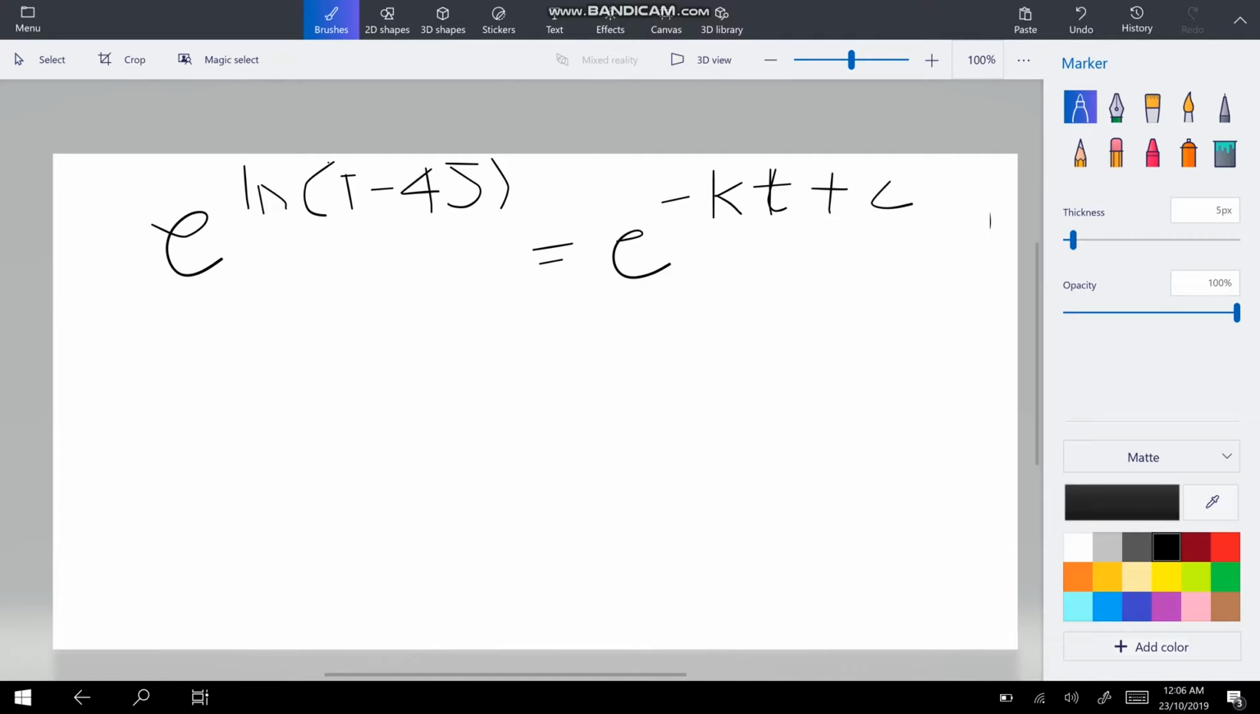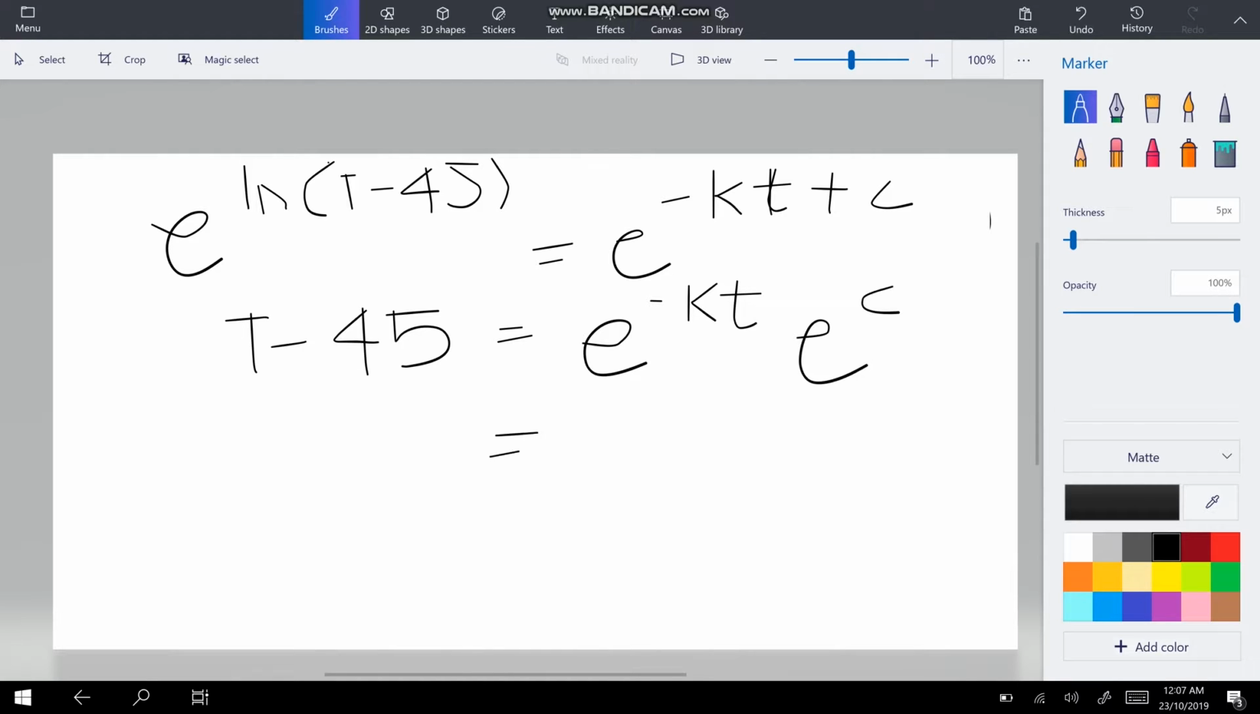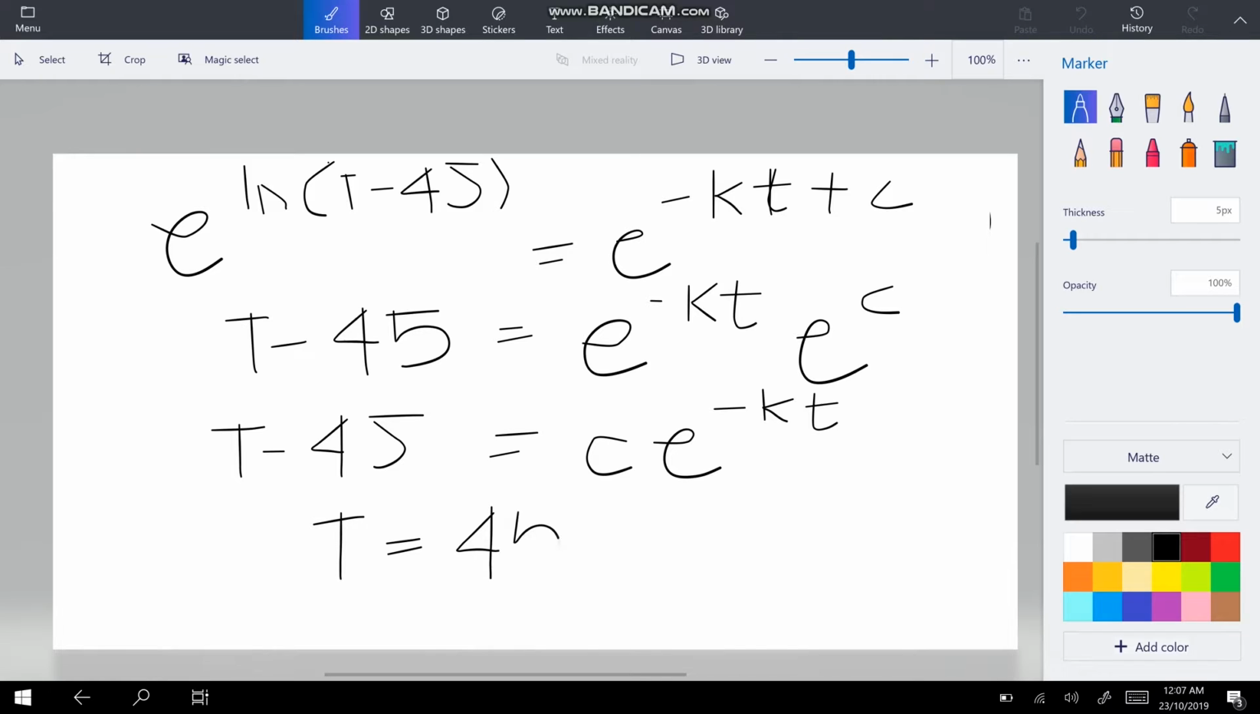plus c. And now to get rid of the natural log, we exponentiate both sides. So we have e to the ln of capital T minus 45 equals e to the minus kt plus c. And over here we can split this into two separate parts: e to the minus kt and e to the c. Over here the exponential and the logarithm cancel each other, so we have T minus 45, because those are inverse functions of each other.